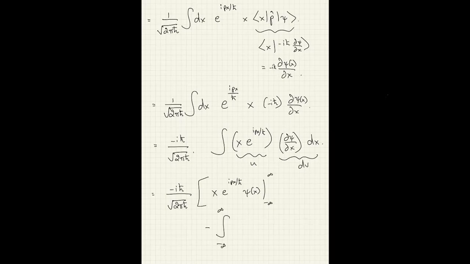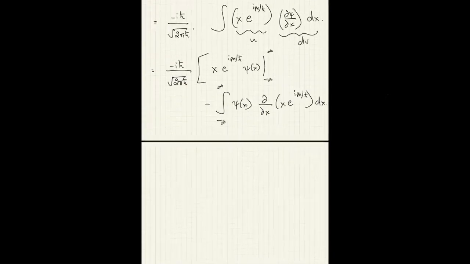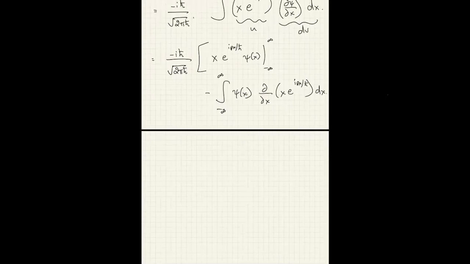V du is basically psi of x d dx of x e to the i p x over h bar dx. Okay. Now, you might be worried about the first boundary term because it keeps growing like x and the e to the i p x over h bar is oscillating wildly. But notice that if you have a wildly oscillating function, it averages out to 0. And also, since psi of x is assumed to be a normalizable function, psi of x also goes to 0. So anything multiplied by 0 is simply 0. So the boundary term simply vanishes.